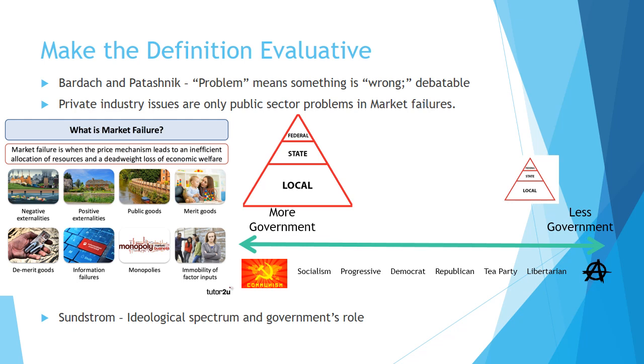So, for example, an issue that a communist sees as a problem might not be an issue that an anarchist sees as a problem. So Sundstrom does point out that there is an ideological spectrum, and along those lines, what is government's role in addressing those issues? As you move closer towards the left, more government is desired. As you move toward the right, less government is desired.